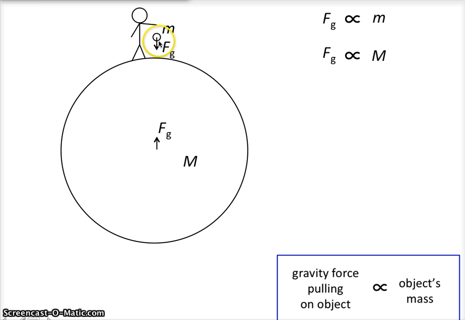That means the gravity force on the apple is proportional to the apple's mass, and that same force is proportional to the Earth's mass. The gravity force pulling on the person is proportional to her mass, and her gravity force is proportional to the Earth's mass. We're almost ready to put this all together.